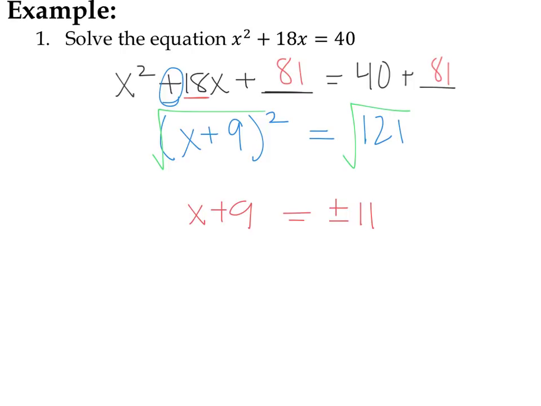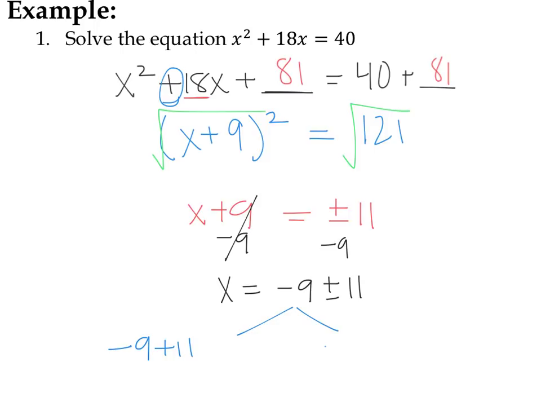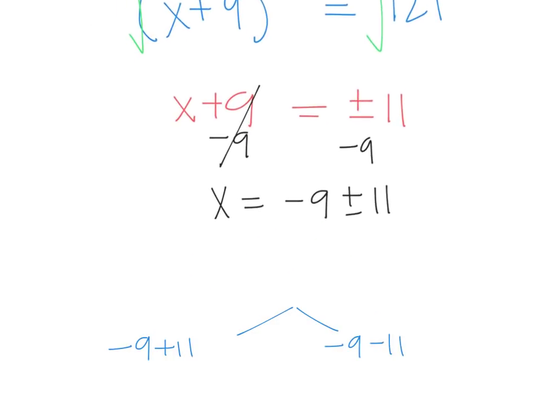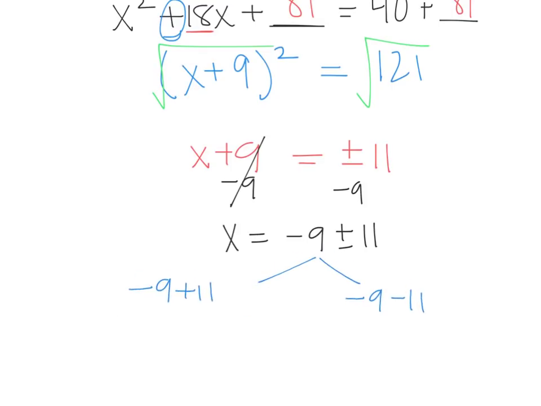So now all I need to do is subtract 9 from both sides. So those will cancel out, so I've got x equals negative 9 plus or minus 11. Well, that plus or minus means I'm going to have two solutions, and I can go ahead and separate my problem into those two solutions. So I'm going to split it up. I know I've got negative 9 plus 11, or I could have that negative 9 minus 11. So then we just keep simplifying so I can get those two solutions.